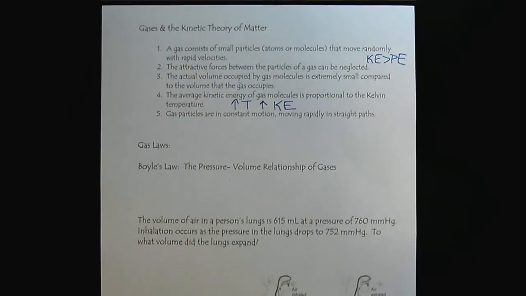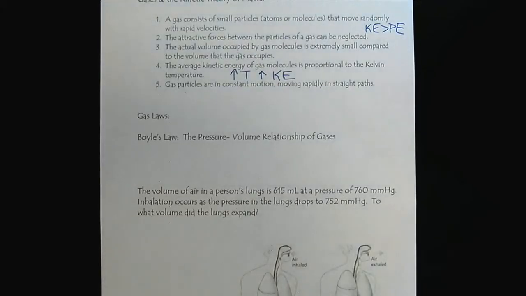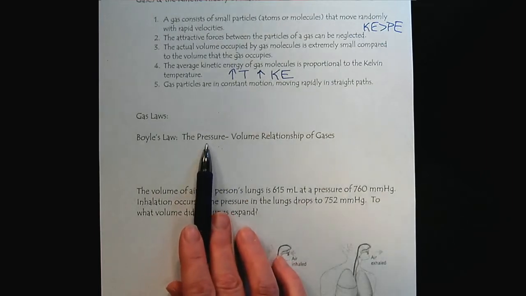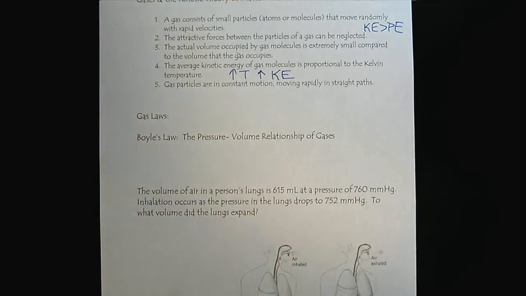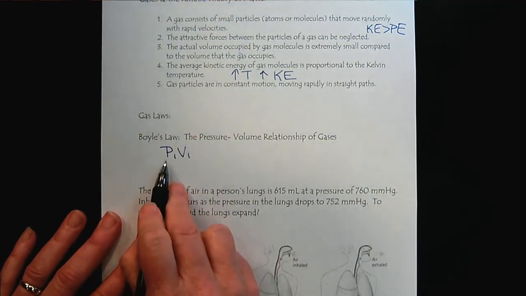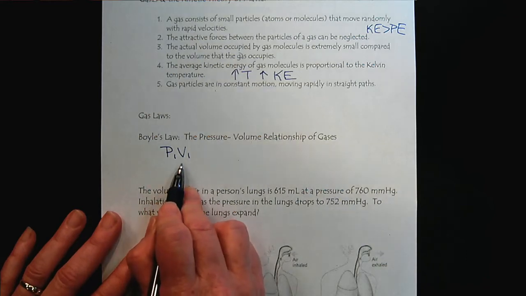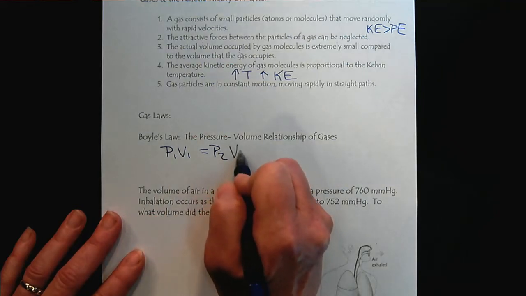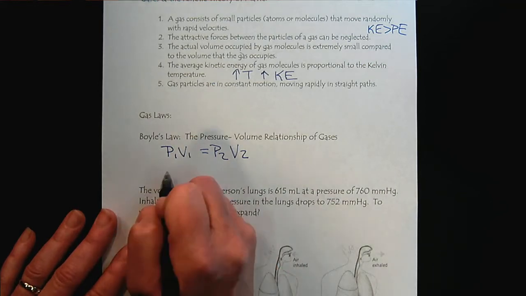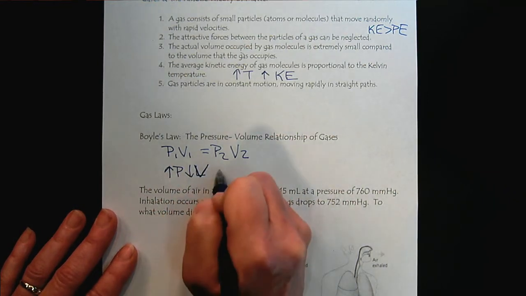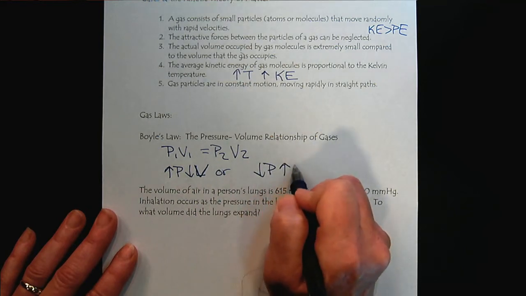So now we're going to focus on the gas laws that we need to be successful in our biology classes. The gas law that we're going to look at first is Boyle's law. And this is about the relationship between the pressure and volume of gases. This is an inverse relationship. If we have a gas system at an initial pressure and an initial volume, if we change the pressure, we're going to have to change the volume. That means that if we increase the pressure, we're going to decrease the volume, or if we decrease the pressure, we're going to increase the volume.